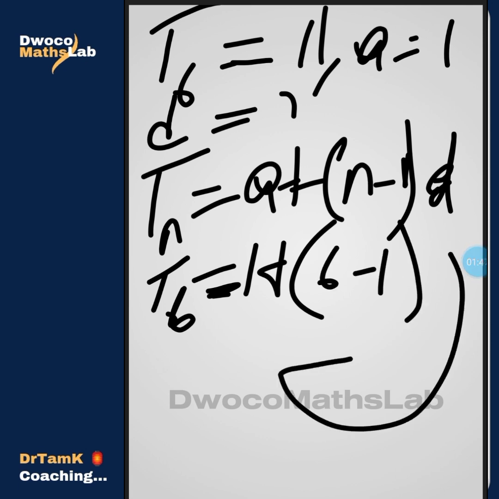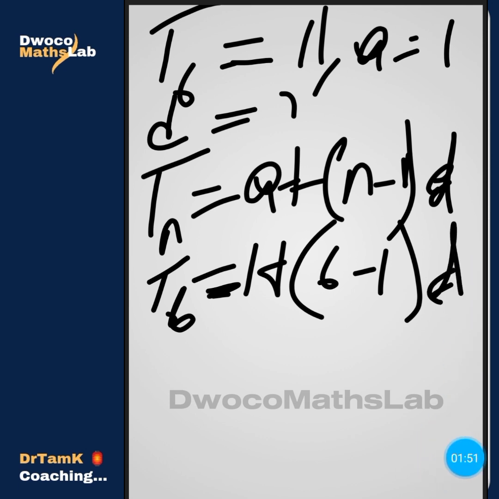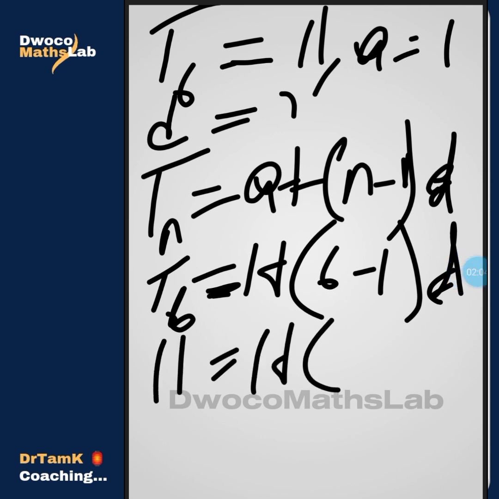Now the common difference is what we are looking for, so we're going to write D, which is unknown. But they are saying that the sixth term is equal to 11, so in the place of the sixth term, we write 11. So we have 11 is equal to 1 plus bracket 6 minus 1, common difference D. Is that clear to you?